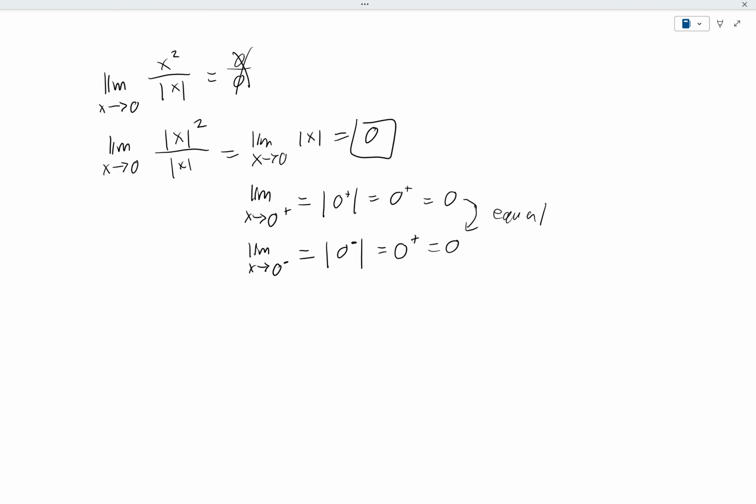So since the limit exists at that point, x equals 0, well, we already solved for it and we found it's equal to 0. So this would be the answer to a problem like this. You would say the limit as x approaches 0 of x squared over the absolute value of x is equal to 0.